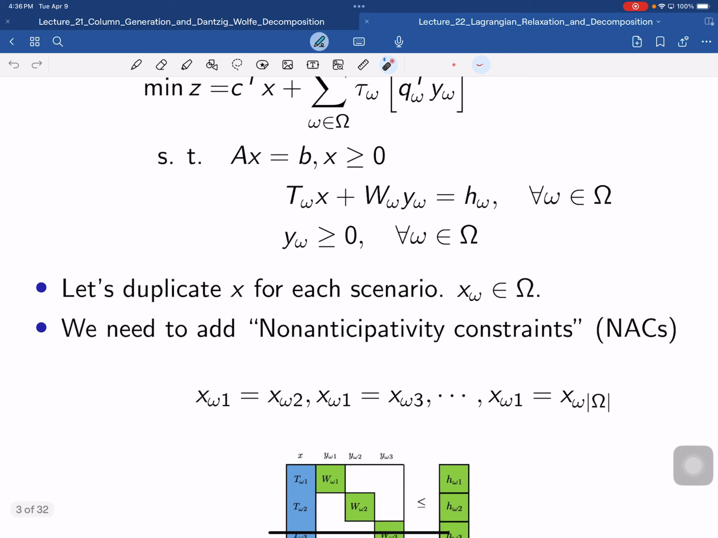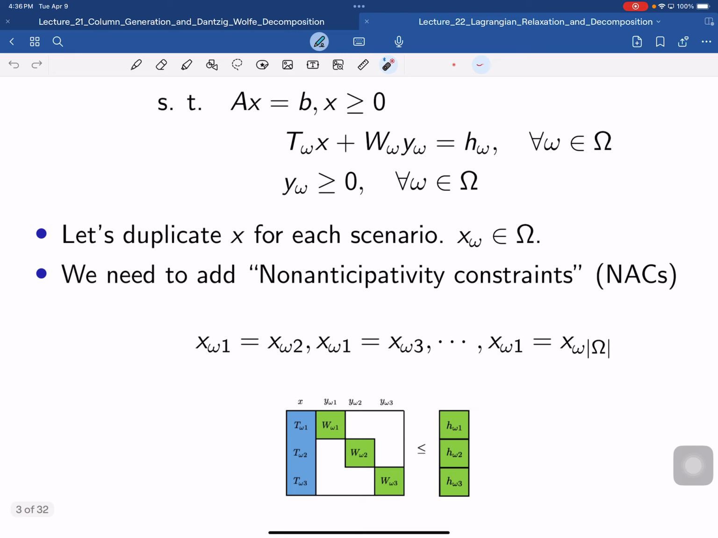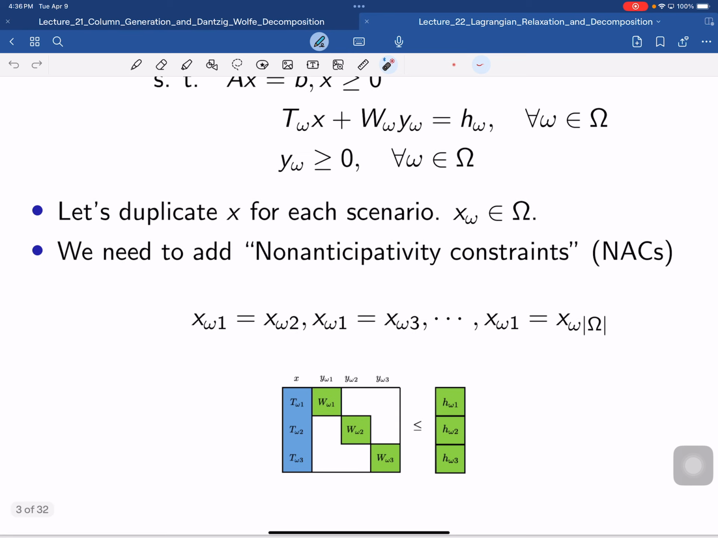So in order to do that, we have to add some constraints. These constraints in the literature are called the non-anticipativity constraints, right? So in other words, a news vendor cannot really anticipate the demand of the customer at the beginning, right? So in order to express that, we add those non-anticipativity constraints, saying that all the first stage decisions you made for each scenario must be equal.